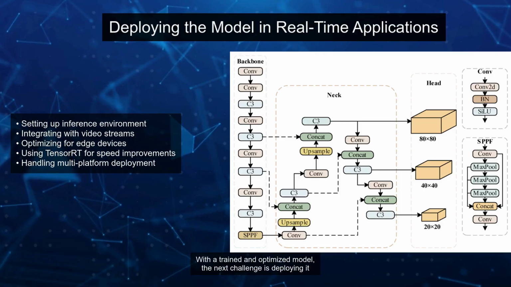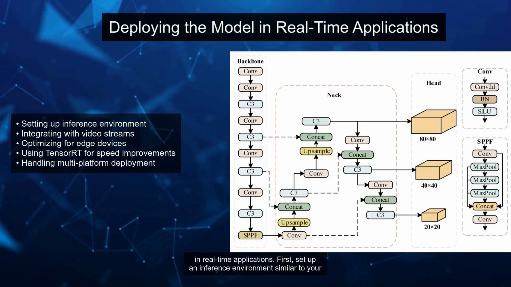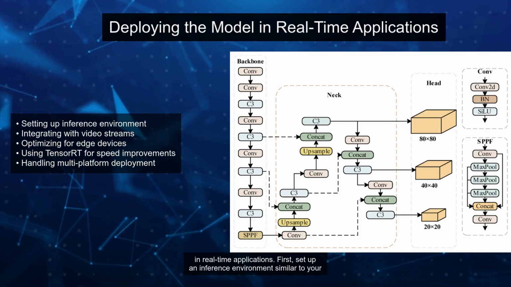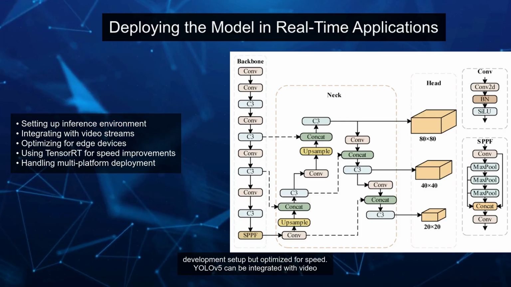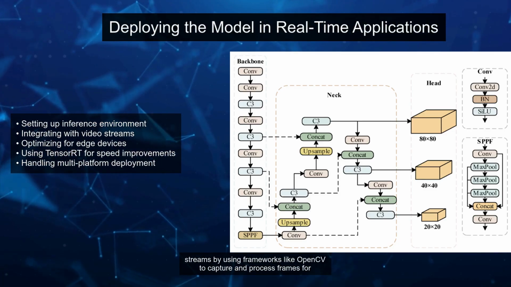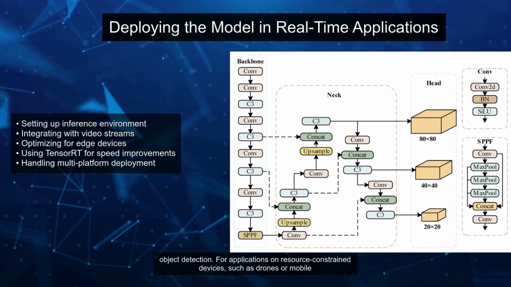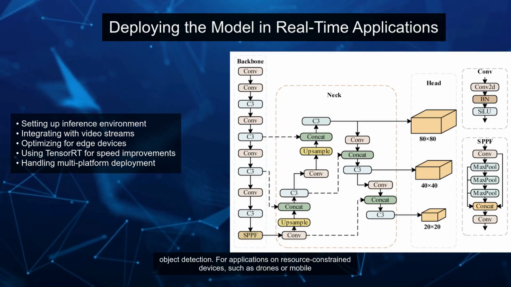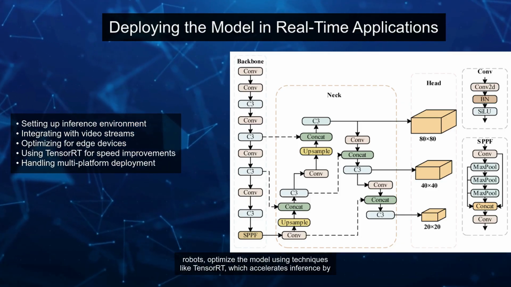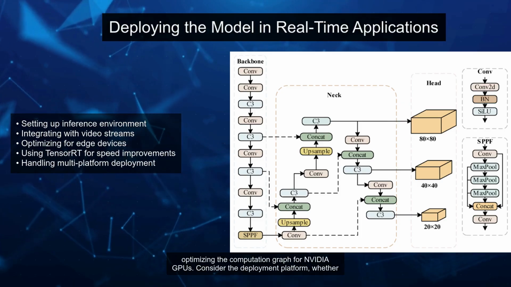With a trained and optimized model, the next challenge is deploying it in real-time applications. First, set up an inference environment similar to your development setup but optimized for speed. YOLOv5 can be integrated with video streams by using frameworks like OpenCV to capture and process frames for object detection. For applications on resource-constrained devices, such as drones or mobile robots, optimize the model using techniques like TensorRT, which accelerates inference by optimizing the computation graph for NVIDIA GPUs.